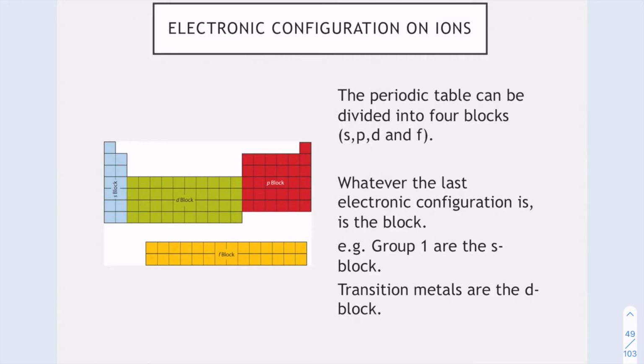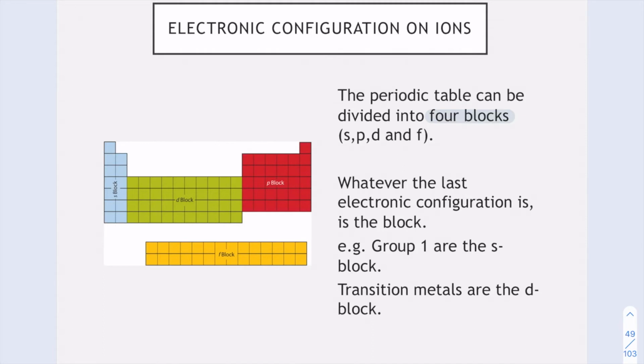The periodic table we can split up into 4 different blocks, your S, P, D and F. In Advanced Higher we don't really need to worry about the F block, we only care about the S, P and D block. So how do you know if an element is an S, P or D block element? Well, you're looking at the last electronic configuration.